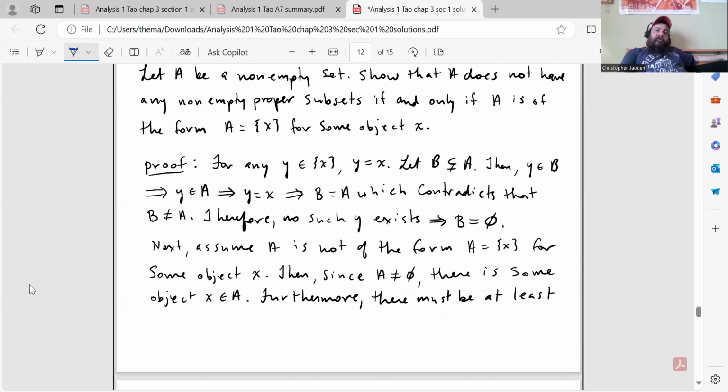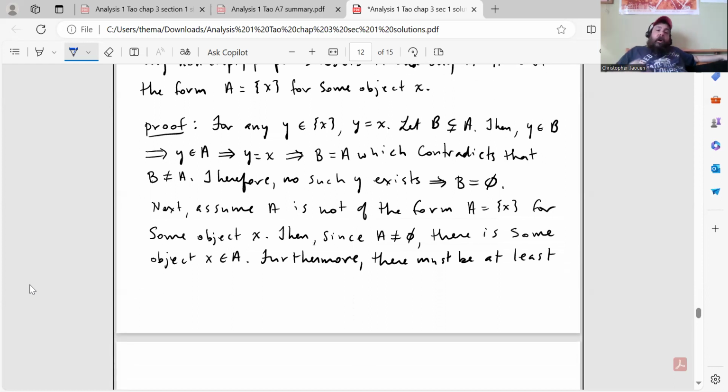All right, so here's my proof. For any Y an element of the singleton set containing X, by definition Y is the element X. Let B be a proper subset of A, then if Y is an element of B, that implies that Y is an element of A by the definition of subset. That implies that Y equals X because A is a singleton set. And that implies that B equals A, which contradicts that B is not A. Therefore, no such Y exists, which means that B has to be empty.